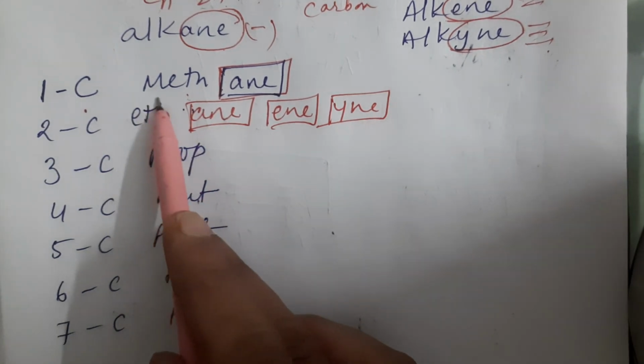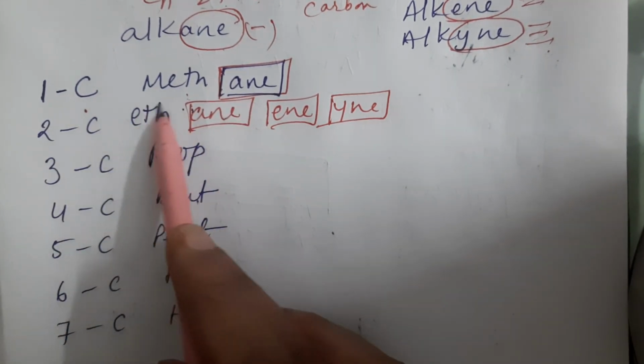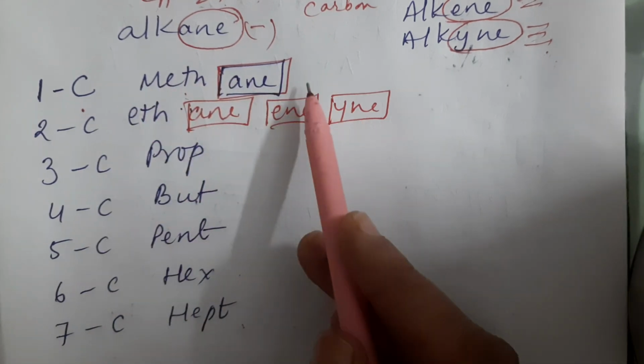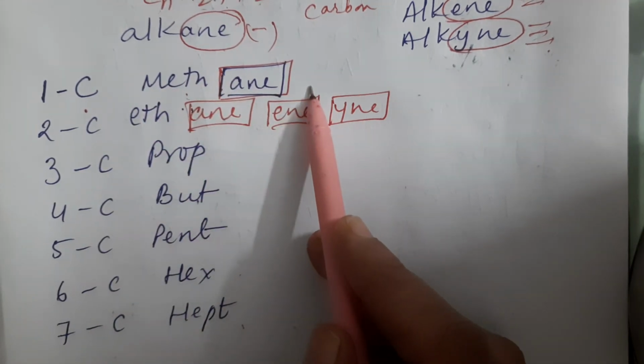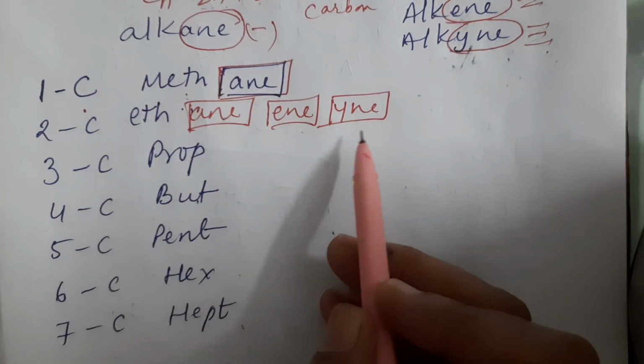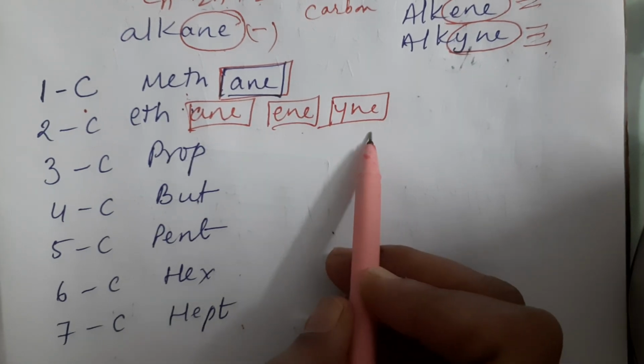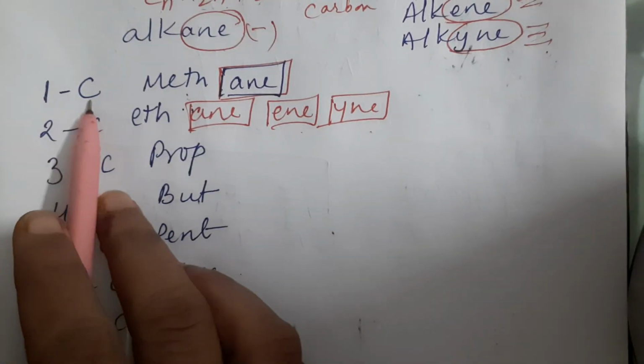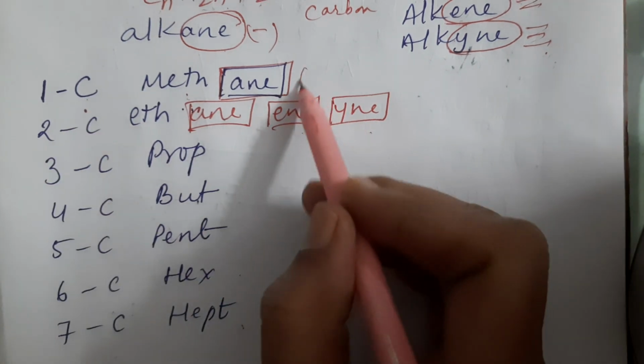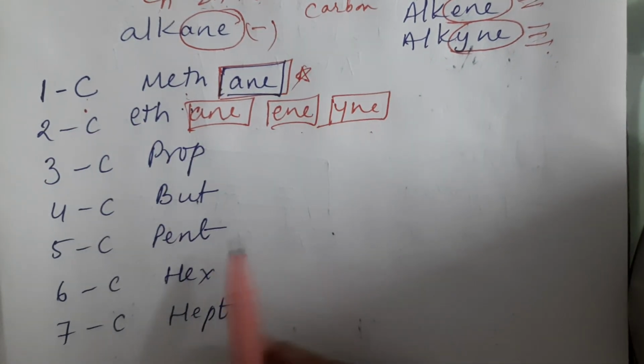So the complete name for single bond, one carbon, will be methane. Methane is the only member where a single bond is there. There are no double bond and triple bond derivatives, because for double and triple bonds, at least 2 carbons are needed. But in methane, only one carbon is there. So this is one of the important topics you need to remember.